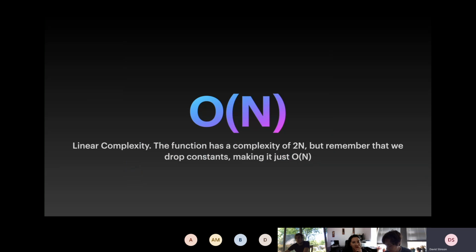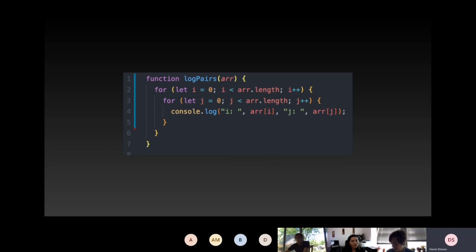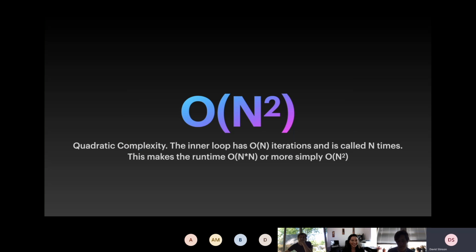So this is linear complexity, as we just talked about, and we dropped constants, making it O of n. All right, next one. O of n squared. Do you know what kind of complexity that is? Quadratic. Yes, that's right. Good job, Crystal. So this is quadratic complexity. The inner loop has n iterations, and it's called n number of times. So our runtime is n times n, or more simply, n squared.